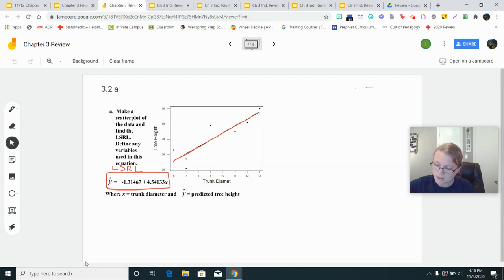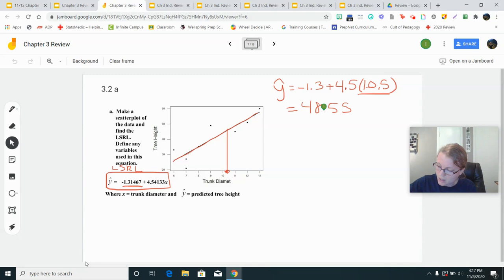If I had a tree with a height or a diameter of, I don't know, 10.5. So if I look at 10.5, I don't have a data point for 10.5, so I'd have to use my line to make a prediction. So y hat equals, I'm going to round this. Rounding in stats is fine as long as you do so correctly. So negative 1.3 plus 4.5 times 10.5. So notice 10.5 is my x value that I'm plugging in. And if I put that into my calculator, which I already did, I'll get 48.55.